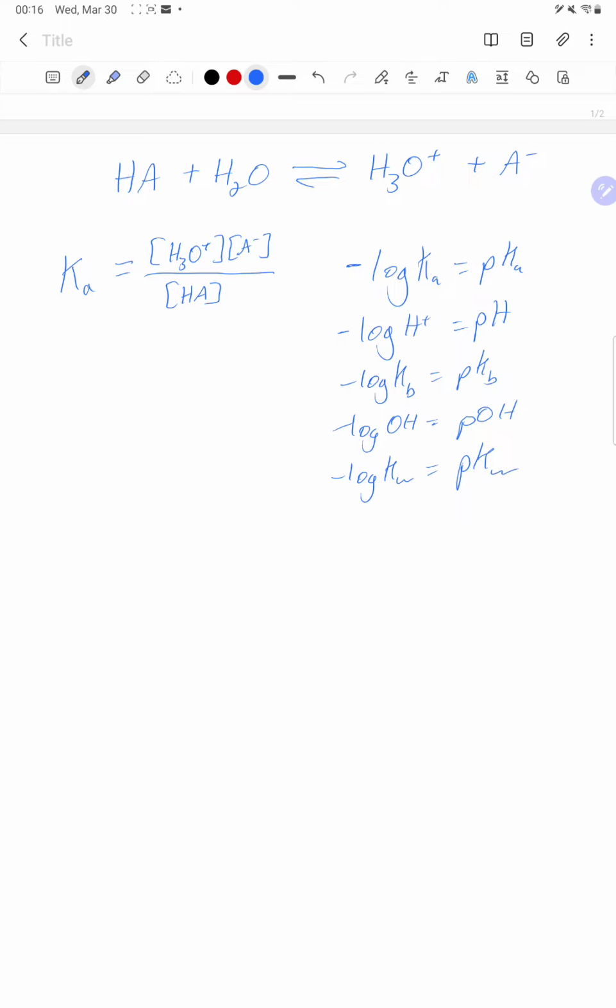If you do the negative log of something, you're looking for the power of that something. You're looking for its exponent. That's the whole point of this. Logarithms look for exponents.